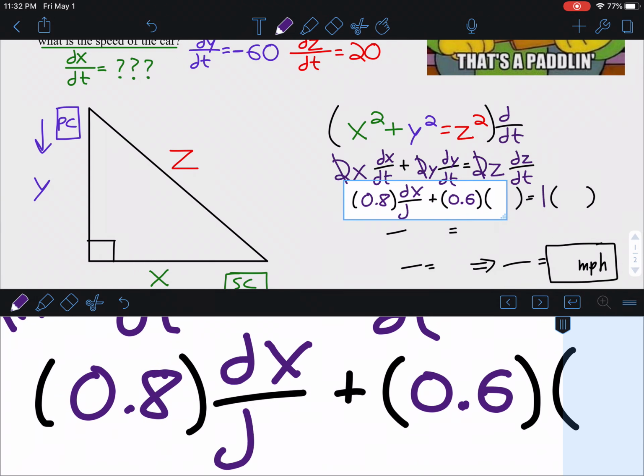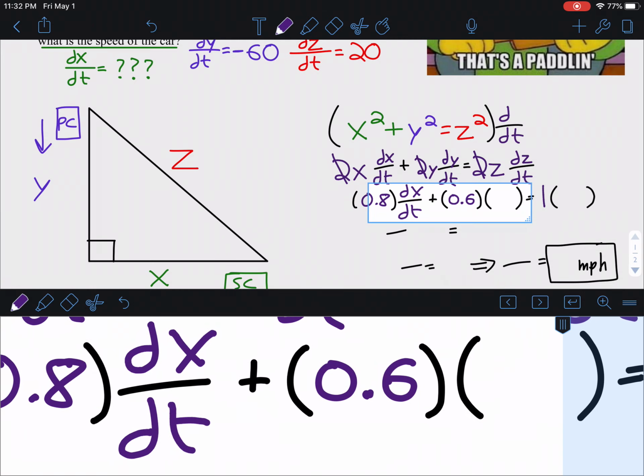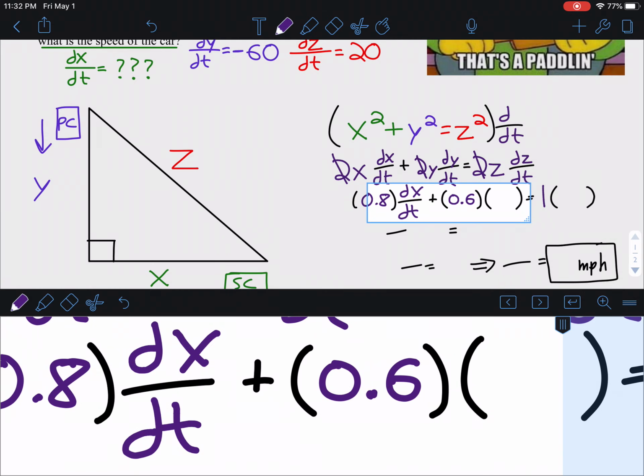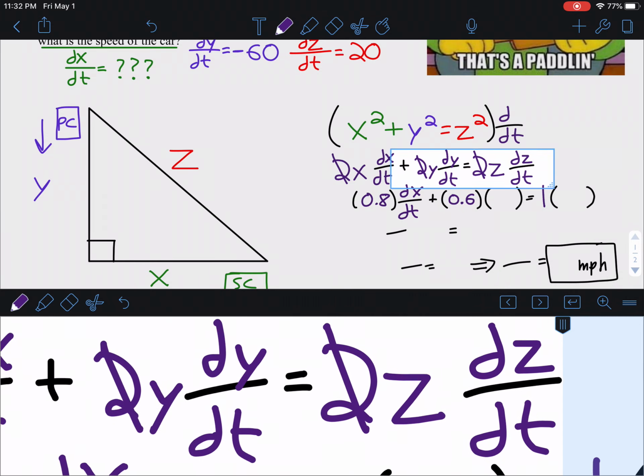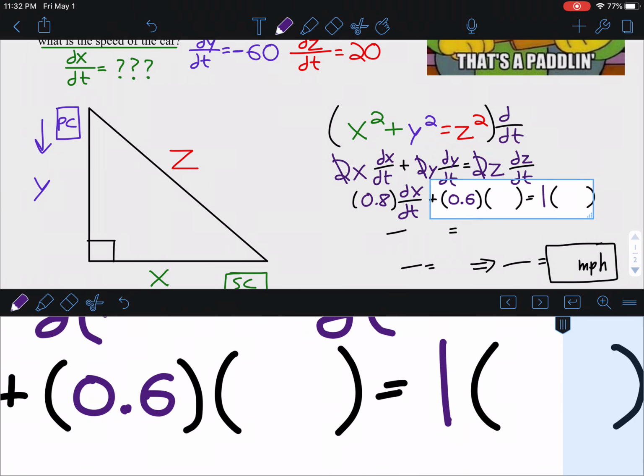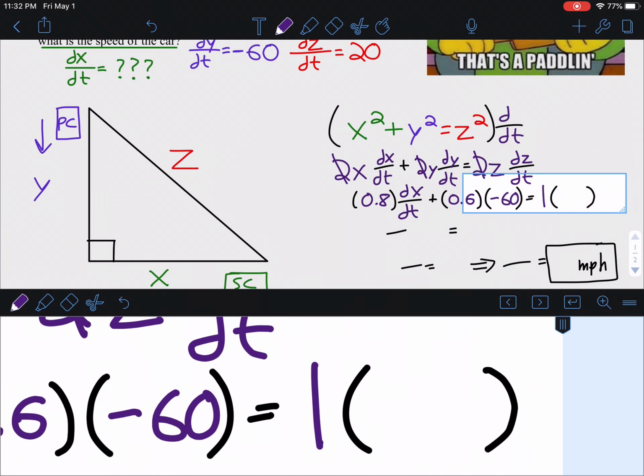Now, what are we trying to do here? dx/dt, that's what I want to solve for, right? Don't know what the speed of the speeding car is. We're going to try to figure that out. dy/dt has to be negative 60. Has to be. Okay, dz/dt, we know that's 20, right?